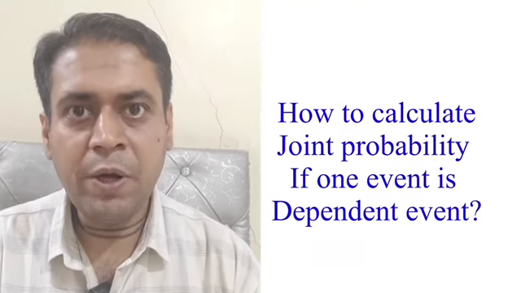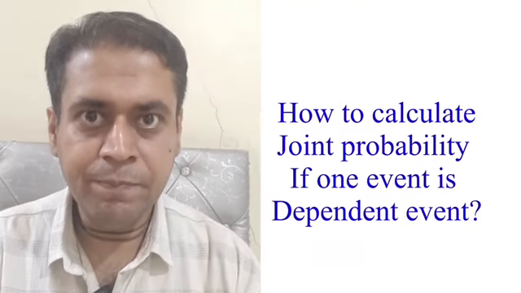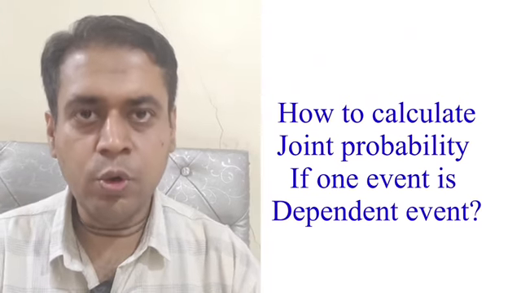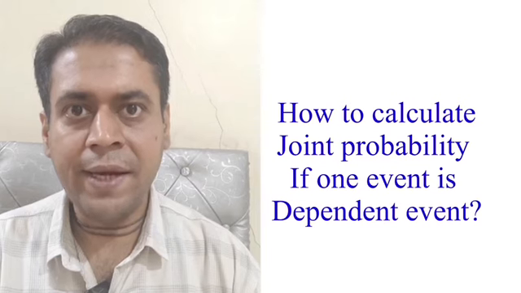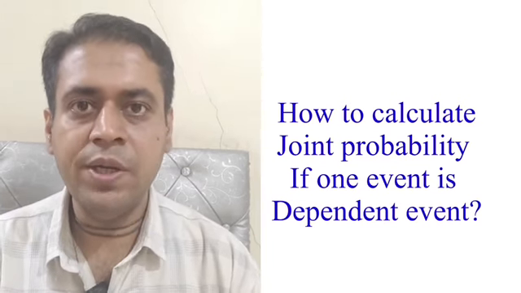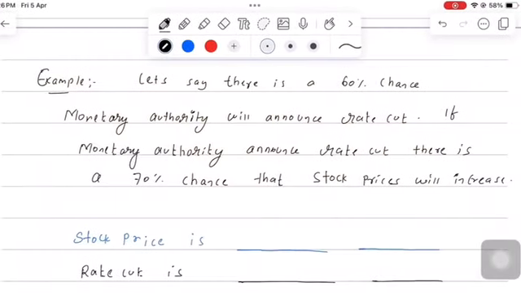But what if one of the events is a dependent event? In that case, how can we calculate joint probability? So let's do one more numerical example. In that, I will show you how to come up with the joint probability if one of the events is dependent. Let's say there is a 60% chance the monetary authority announces a rate cut. If the monetary authority announces a rate cut, there is a 70% chance that the stock price will increase.